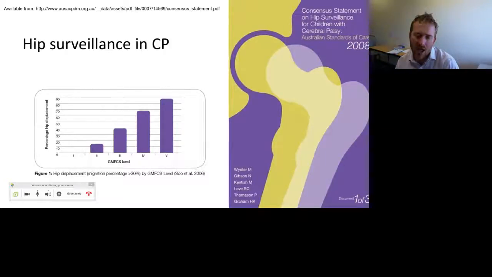Now, the risk of significant hip displacement, as defined by a migration percentage of over 30%, is actually linearly associated with GMFCS, and GMFCS is the strongest risk factor for abnormal hip development over time. There was a feeling historically that the hip subluxation was caused by spasticity, particularly hip adductor spasticity, causing hip subluxation because of adducted hips. But actually, the much stronger association is about weight-bearing status.